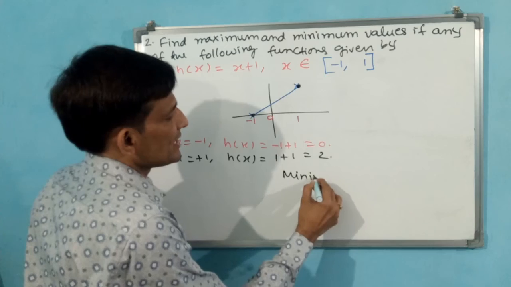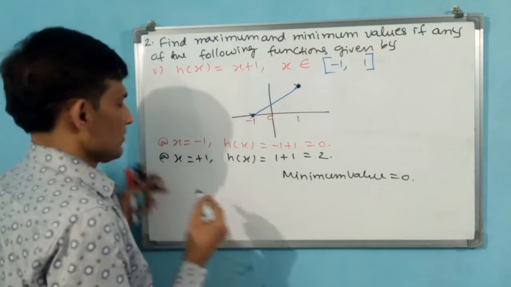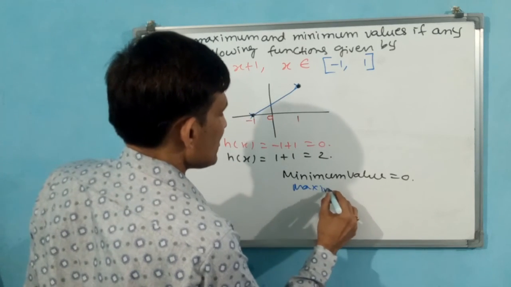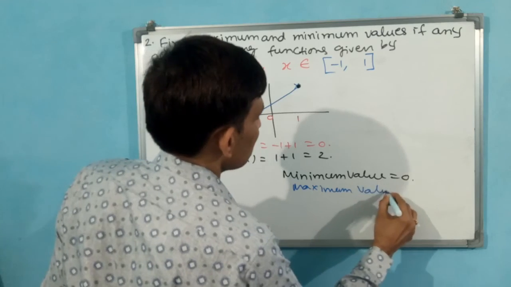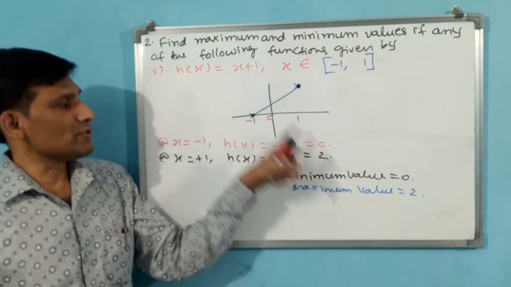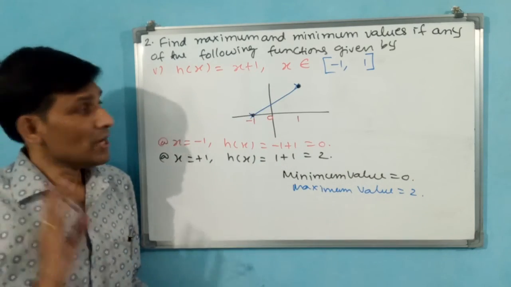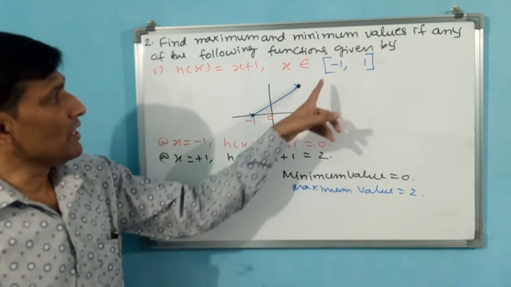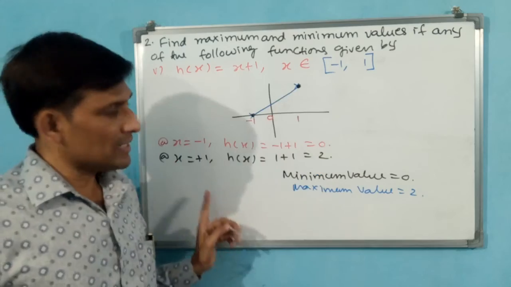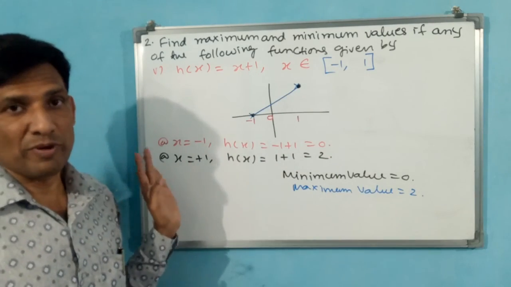Minimum value is equal to 0. Maximum value is equal to 2. Okay. -1 + 1 is 0, +1 + 1 is 2, so 0 and 2 are the minimum and maximum values. Okay. See, this is the conceptual question. This interval I have changed. In the book they have not given this, but if you change it, then this will be the value. If you don't change it, automatically an open interval is there, meaning no maximum and no minimum values are there.